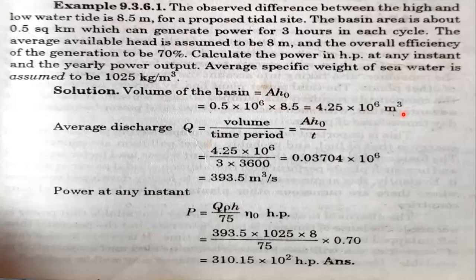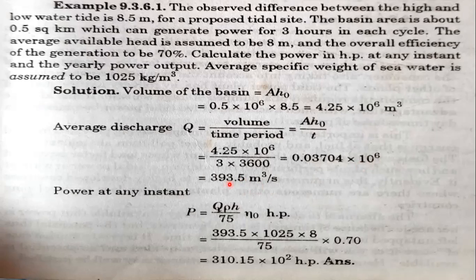Divided by time. So time is given as 3 hours. Again we have to convert this into seconds. So 3 into 3600 seconds gives the total value of seconds. So 4.25 into 10 power 6 divided by time, we will get 0.03704 into 10 power 6. So finally we can write 393.5 meters cube per second.